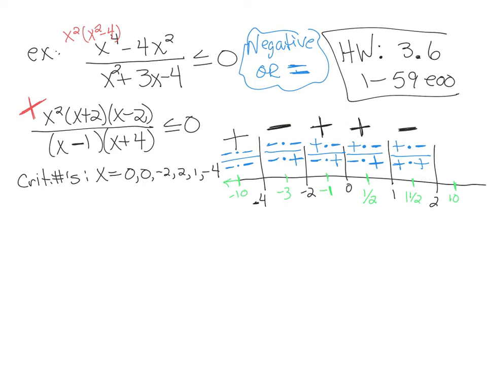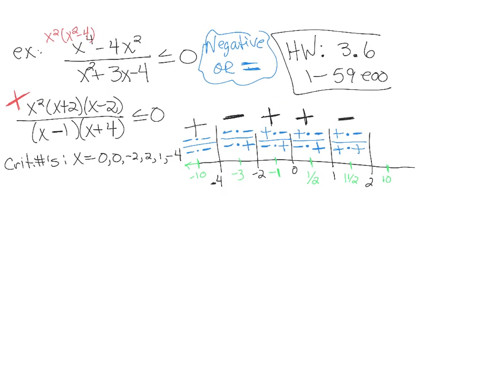Last piece, I have a 10 to plug in. When I plug in a 10, I get a positive, a positive, a positive, and a positive. Notice that we passed through the critical value that made my last factor go from minus to plus. Everybody's going to be a plus in this zone, so my final thing is positive.